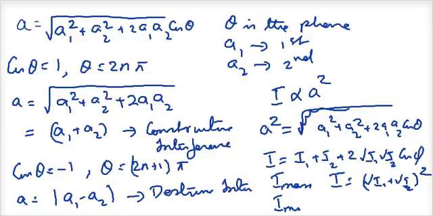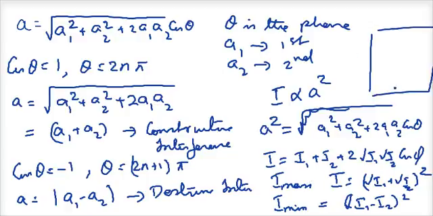When destructive interference takes place, I min will become equal to root I1 minus root I2 the whole square. So you can look at it from the amplitude point of view, or from the intensity point of view. What it means is that if you have a screen, at certain points on the screen the intensity is high, at certain points on the screen the intensity is low. This pattern of high intensity and low intensity at certain points on the screen is what we will call interference. So this is all the maths that is going on behind.